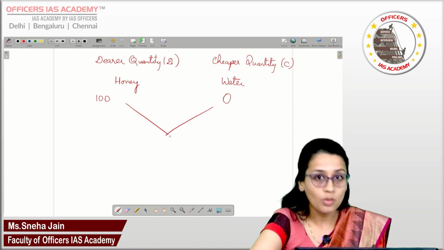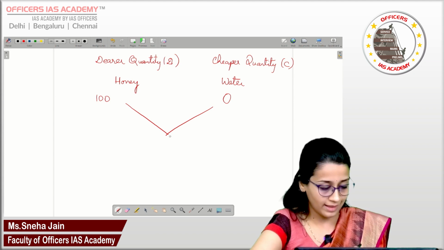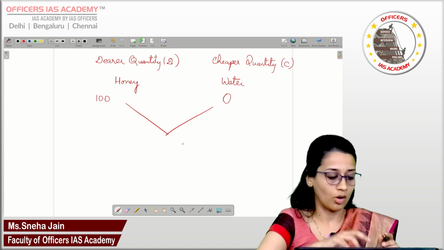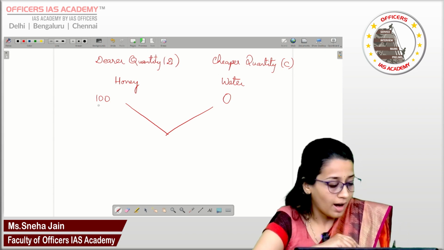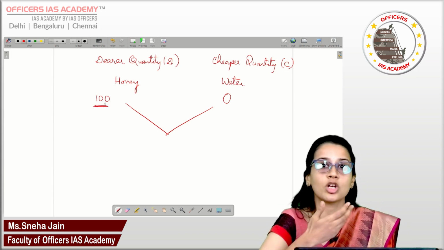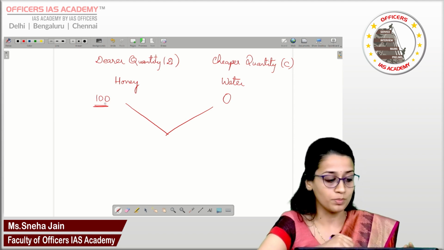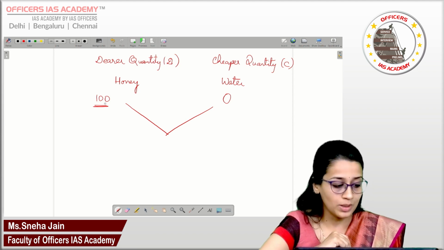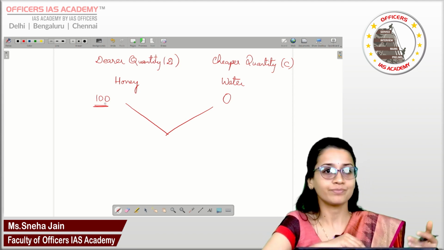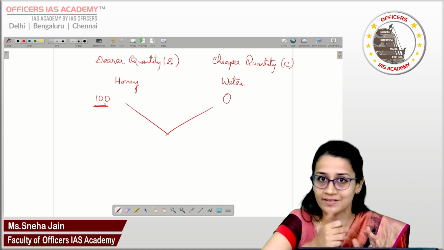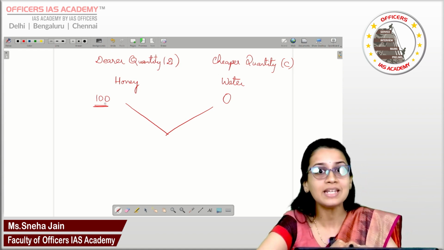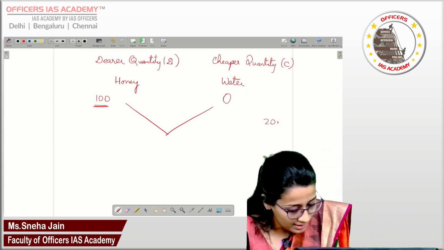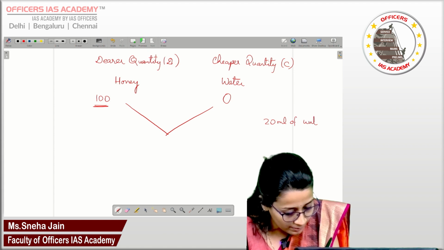Now, let us calculate the price in a way that they are asking you: they make 20% profit on this mixture. Let us assume 100 is the cost price of honey. So, if you want to make a 20% profit on this, what would you do? If the value of honey is 100, you will sell it at 120, right? Now, the question says 20 ml of water is added to this mixture. So, what has happened? 20 ml of water is added to the mixture.